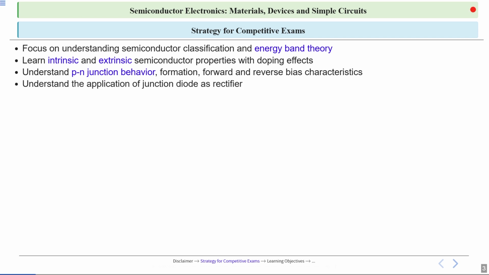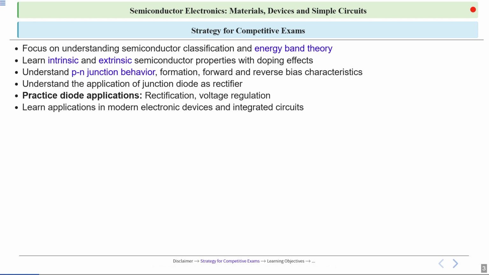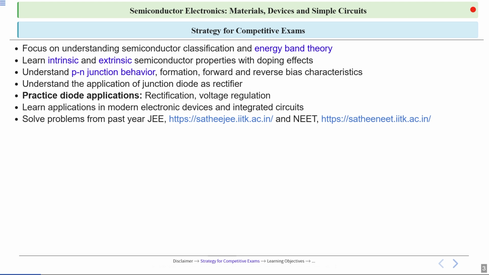Understand how a junction diode functions as a rectifier by grasping its forward and reverse bias behavior. Practice diode applications like rectification and voltage regulation. Learn applications in modern electronic devices and integrated circuits. Stay consistent, analyze mistakes, and maintain a balanced study schedule for effective exam preparation. Practice past year JEE and NEET problems from official sources, improving time management and regular revision.